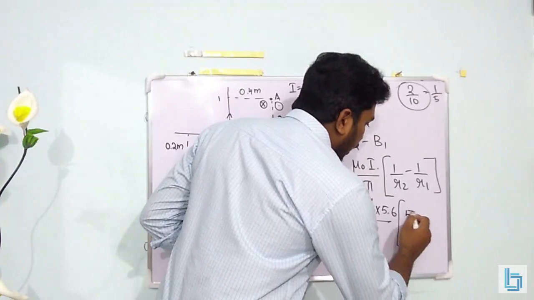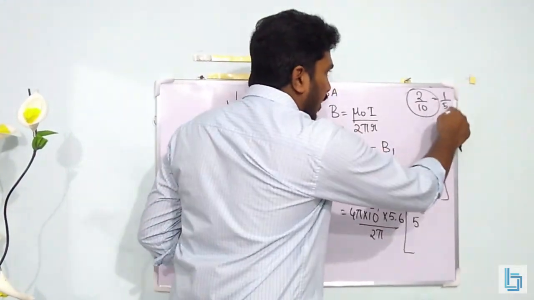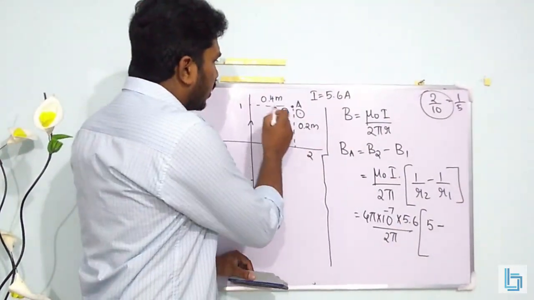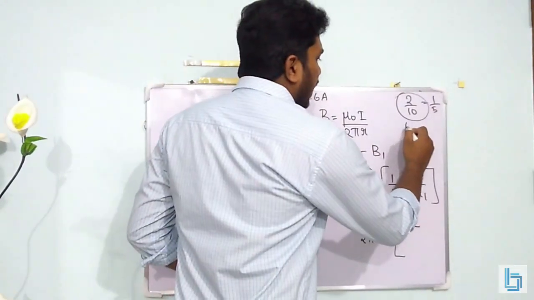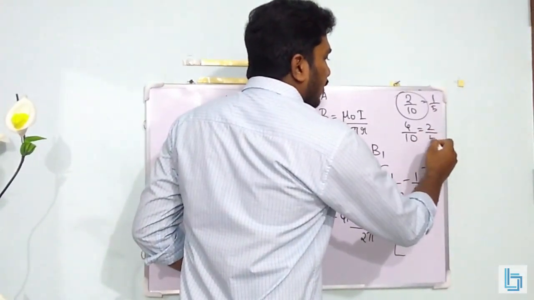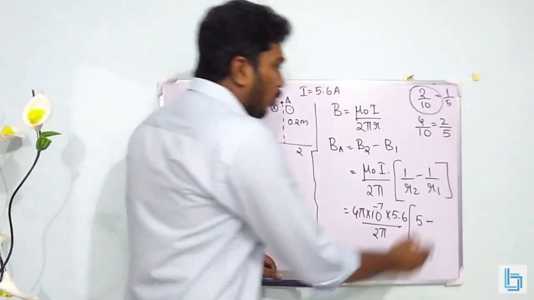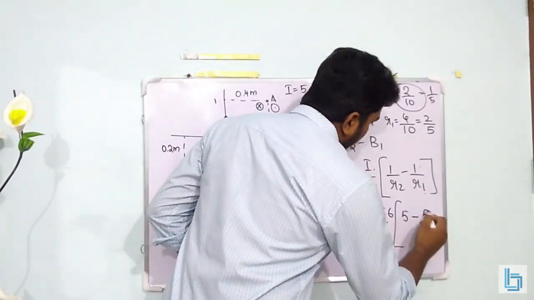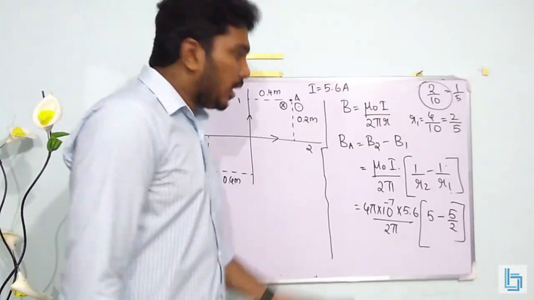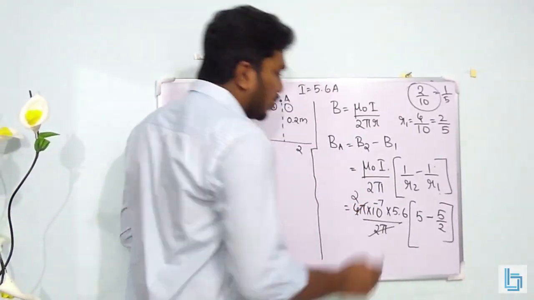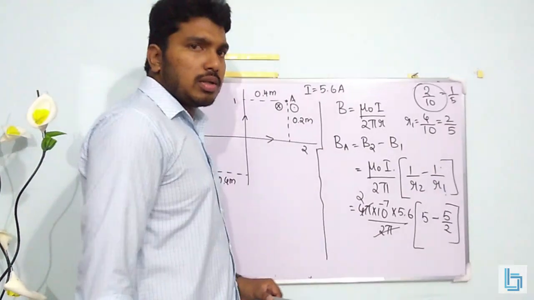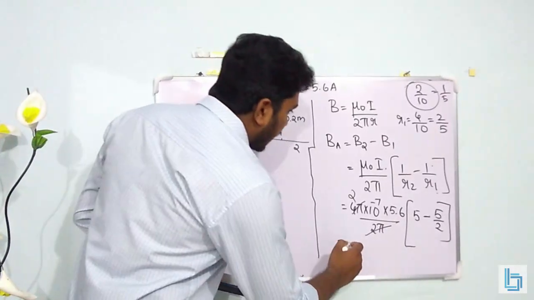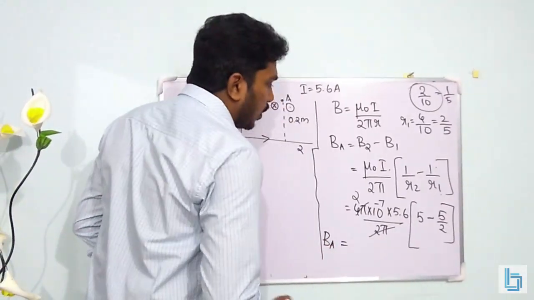So 1 by R2 will be 5, minus. Similarly, R1 is 0.4. So 0.4 can be written as 4 by 10, which is equal to 2 by 5. So 1 by R1 will be 5 by 2. Now simplify this. 2 pi and 2 pi cancel. There is a 2 coming over here. 5 minus 5 by 2 is 5 by 2 again. So upon simplification, you will get the answer.